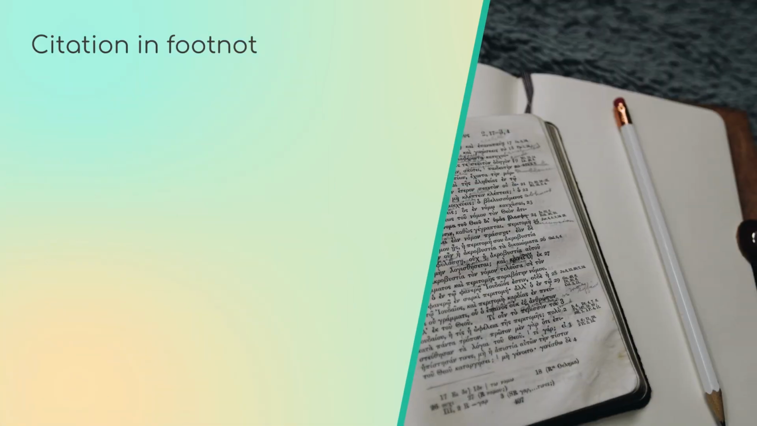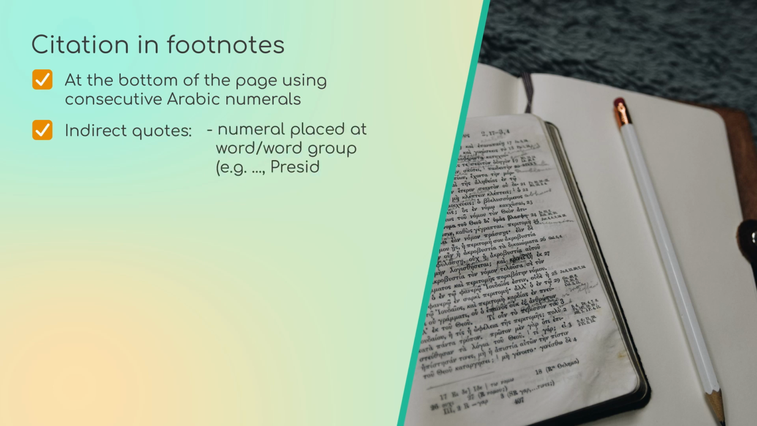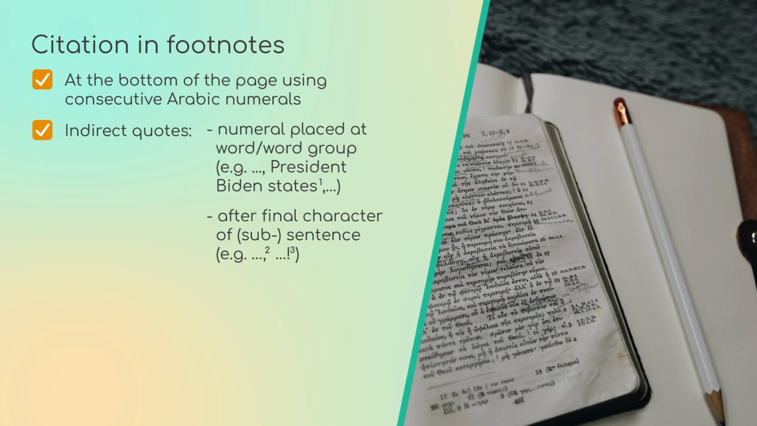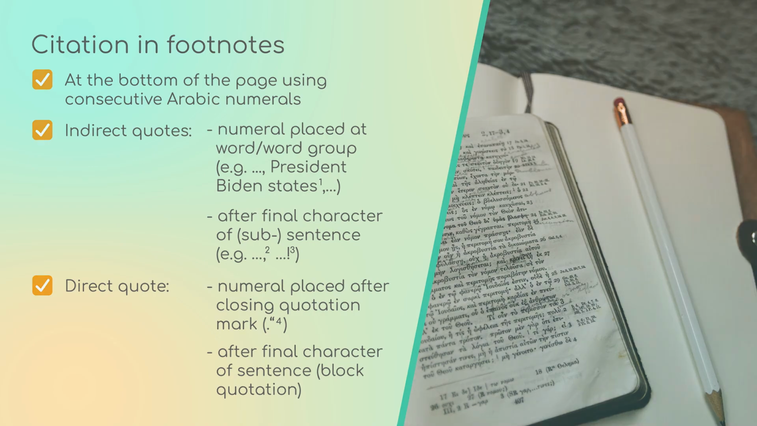When citing in footnotes, sources are indicated using consecutive Arabic numerals at the bottom of a page. Footnotes are inserted in the body text by means of a superscript Arabic numeral. In the case of indirect quotations, the footnote character is either placed directly at the word or group of words to which you refer, or after the closing character of a sentence or sub-sentence. In the case of direct quotations, place the footnote either directly after the closing quotation mark or, if it is a block quote without quotation marks, after the closing punctuation mark.